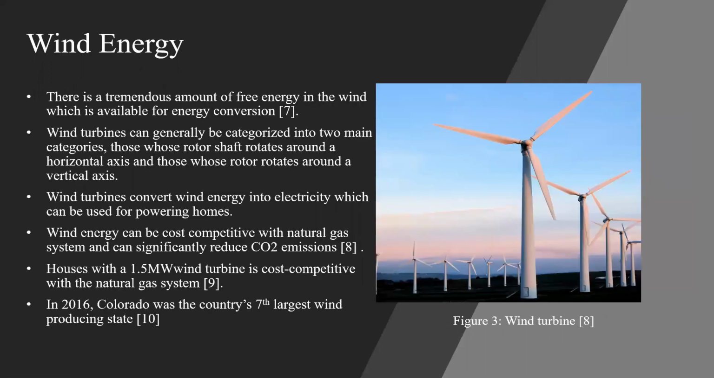So the next system we're going to compare is wind energy. Like solar energy, wind energy is also a free form of energy. Wind turbines are used to convert wind energy into electricity, which can be used for powering homes and for powering HVAC systems. Wind energy can also significantly reduce carbon dioxide emissions. And in 2016, Colorado was ranked 7th largest in producing wind energy.